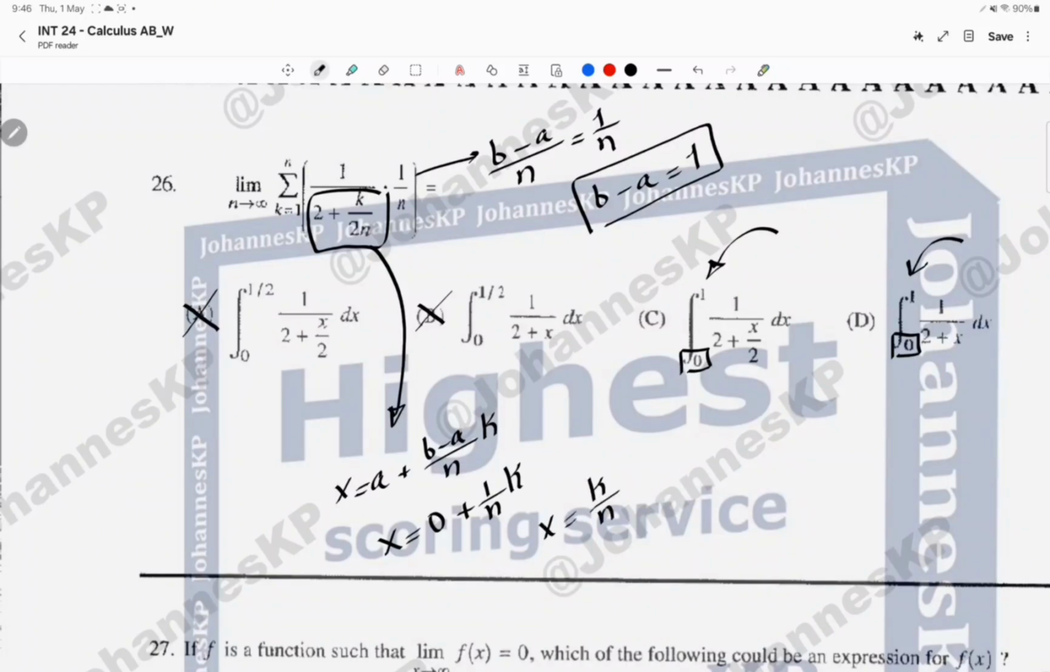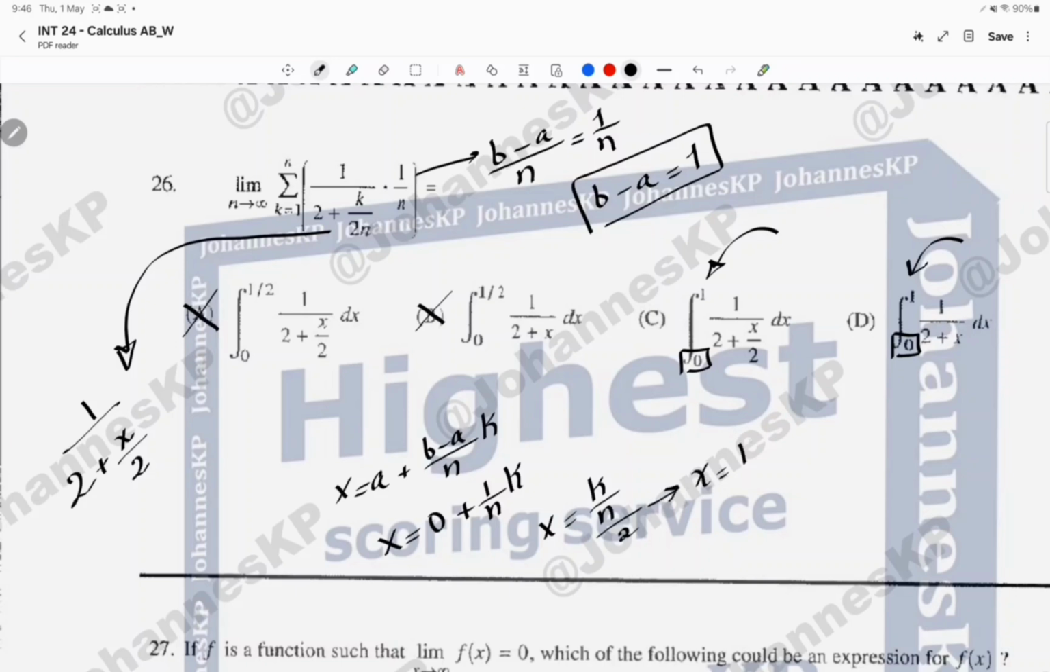So now the question is, where did this 2 come from and where did this 2 come from? Okay, so essentially what's happening here is that this is just 1 over 2 plus, you take your x and you divide by 2, right? So right now, if you take this x and divide by 2, you will get x is equal to k over 2n. And so you must have this in the answer. So the answer is going to be choice C.